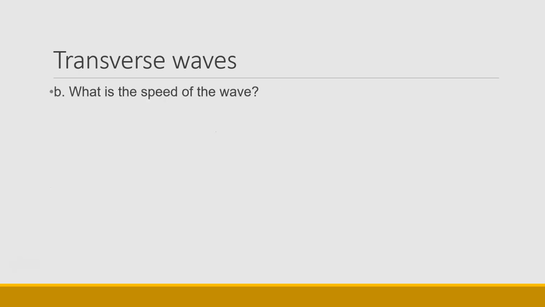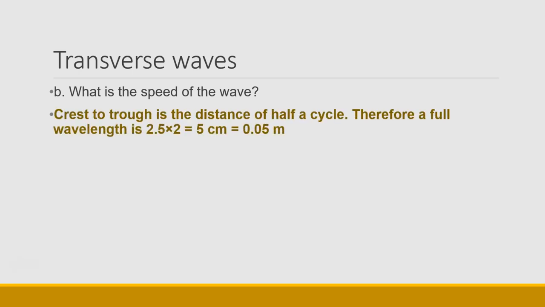The next question asks us, what is the speed of the wave? So we have the frequency that was given to us, and we can calculate based on the information the wavelength of the wave, and based on frequency and wavelength, we may calculate the speed of the wave. We must show this conversion up front. So you must show 2.5 times 2 is equal to 5 centimeters, and then show your conversion into meters. You may also say, as I've taught you, 5 times 10 to the minus 2 meters.